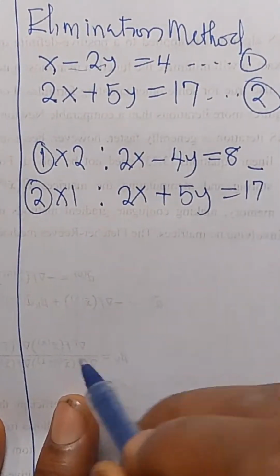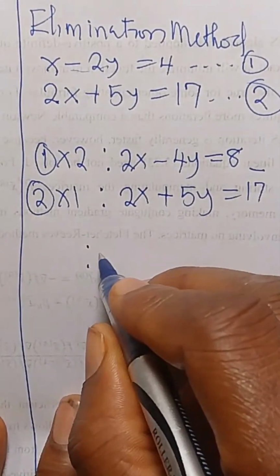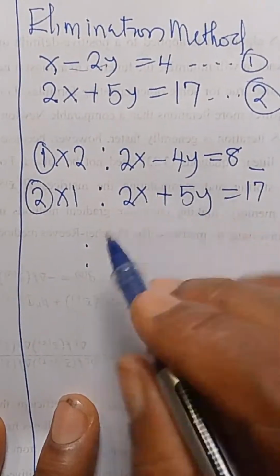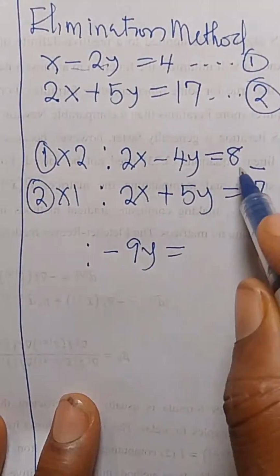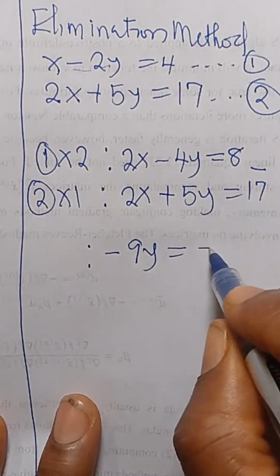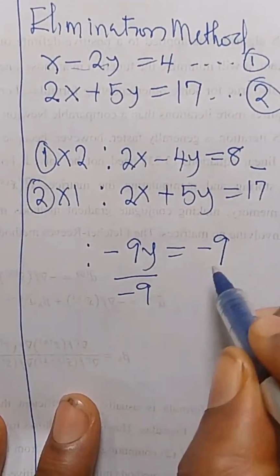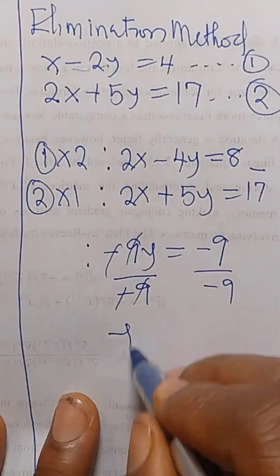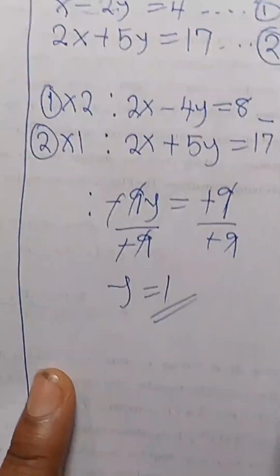We subtract. 2x minus 2x will give us 0, so nothing is there. Minus 4y minus 5y will give us minus 9y is equal to 8 minus 17. We are subtracting a bigger number from a smaller number, so it is going to give us minus 9. Okay, we divide both sides by minus 9. Minus will cancel, 9 will cancel. We have y, and we have 1. So our y is equal to 1.